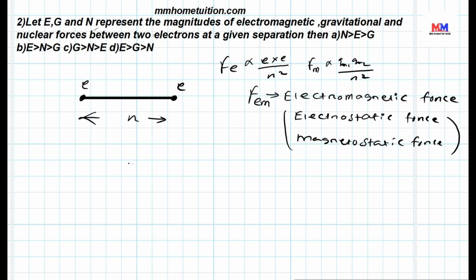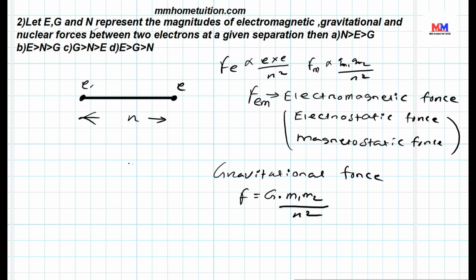So next is gravitational force. Yes, gravitational force is also possible as the electron carries some mass. Gravitational force is G m1 m2 divided by r square. As the electron carries some mass, F equals G m1 m2 by r square.